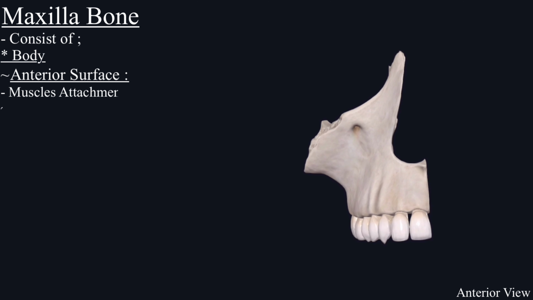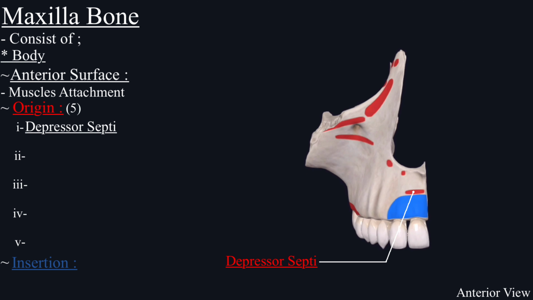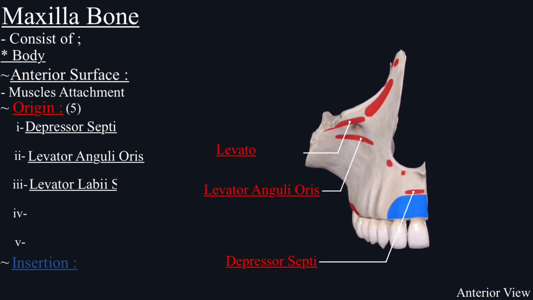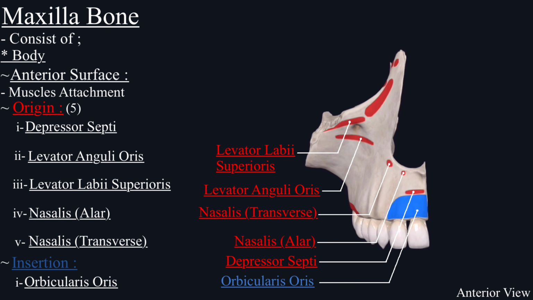Next is the muscles' origin and insertion on the anterior surface. Five muscles originate from the anterior surface. They include depressor septi, levator anguli oris, levator labii superioris, alar part of the nasalis muscle, and transverse part of the nasalis muscle. And only one muscle is inserted on the anterior surface, which is the orbicularis oris muscle.